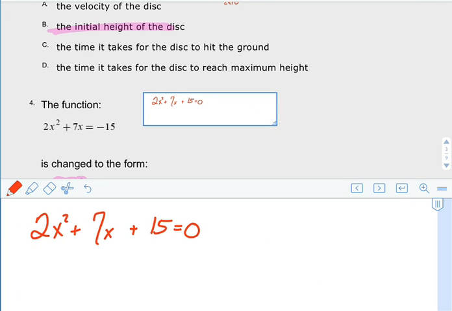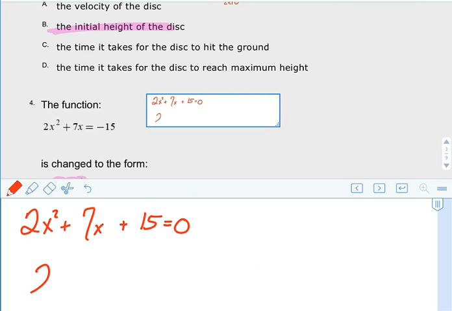Now, to complete the square, the next thing you do is you got to get that x squared by itself. So you need to divide out any coefficient that's on that x squared. Let's divide out that 2. And it's okay to use decimal numbers here.